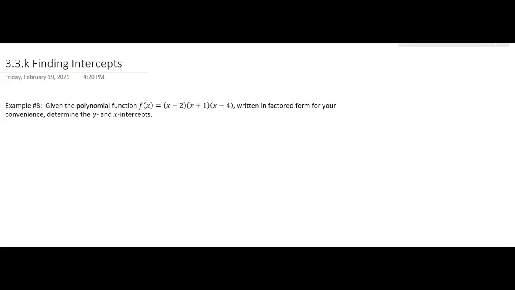So they want us to find intercepts. They give us a function right there, and they conveniently factored it for us. We'll talk about that in a minute. And they ask us to find the y and the x intercepts.